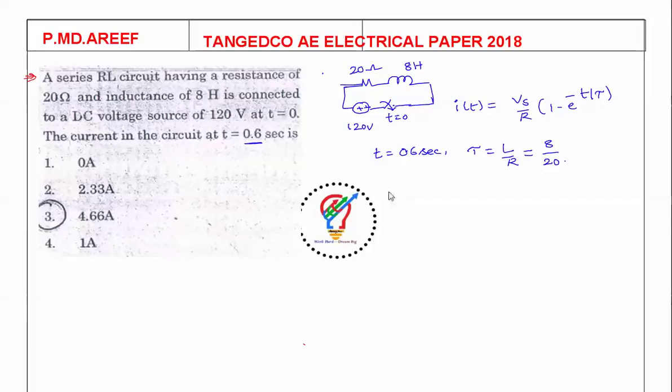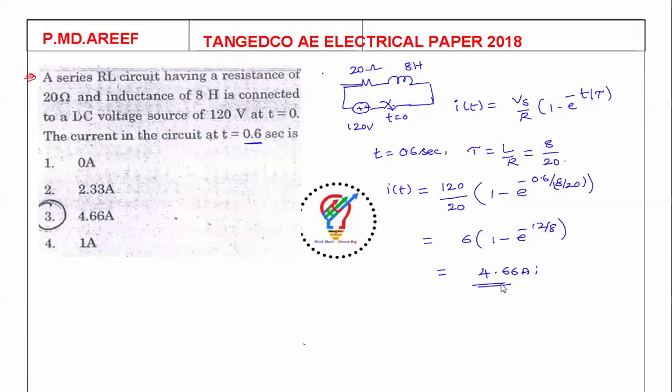We'll get the answer as I of t is equal to, now Vs is nothing but 120 divided by R value which is 20 into 1 minus e power minus t. What is the t value? It is 0.6 divided by 8 by 20, the tau value. Okay, so if you further simplify it, 6 into 1 minus e power minus 12 by 8. Again further simplify this one, we'll get the answer as 4.66 amperes.